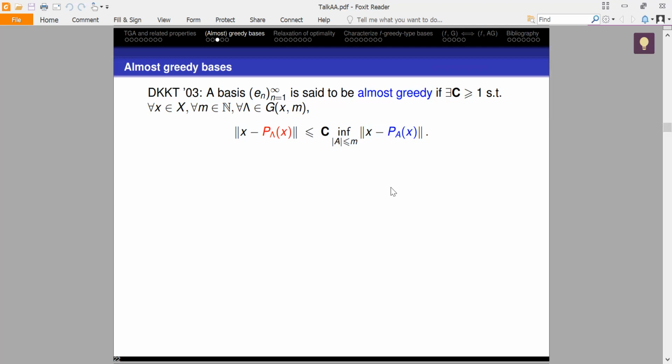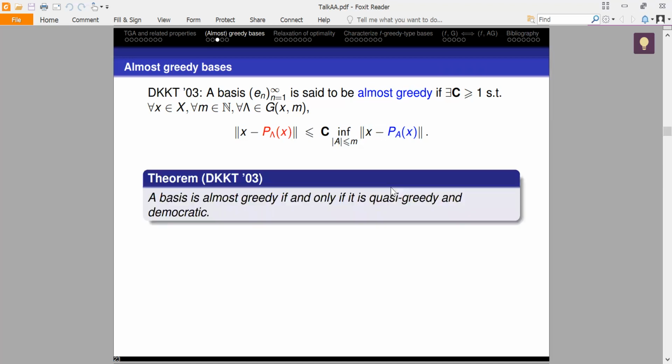Now, if you have this condition, the question is the same: can we characterize almost greedy bases? The answer is yes. They provide almost the same characterization, but they replace unconditional by quasi-greedy. Remember, I mentioned before that quasi-greedy is weaker than unconditional. So if they replace unconditional by quasi-greedy, this is a characterization of being almost greedy.